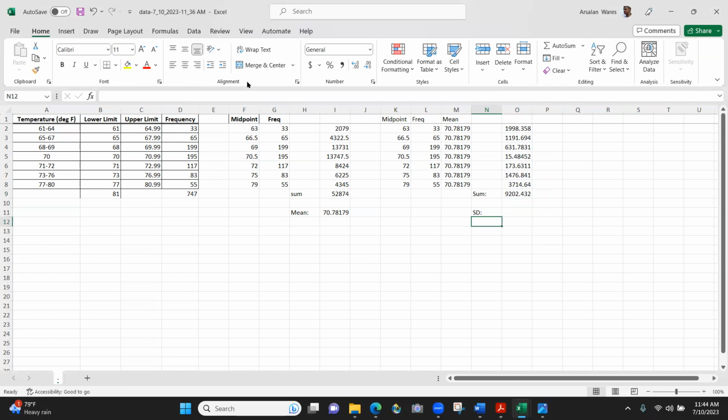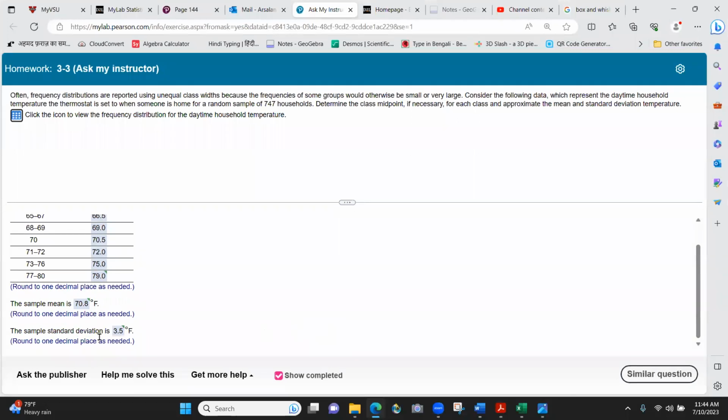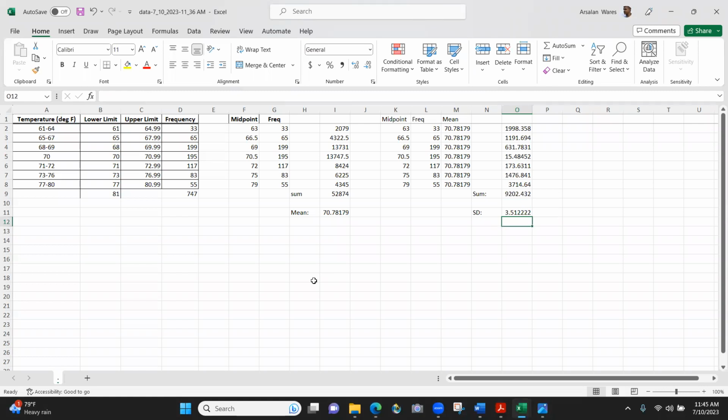All right, so I'm going to take this sum right here. I'm just going to divide it by 746. And then I have to find the square root of that. Might as well do it now. Square root of something is simply raised to the power 0.5. I'm getting 3.1122. Let's keep our fingers crossed. Let's go check the answer. 3.5. I'm happy.